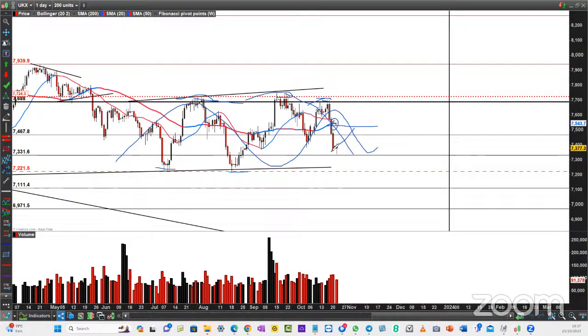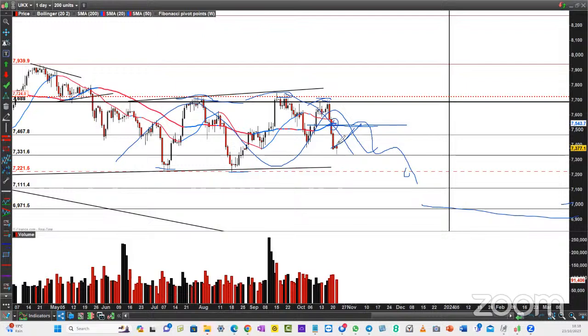So if this FTSE pings up into 7,500, 7,550, that's where I would look to sell on the next leg to get the leg down potentially into 7,200 and ultimately down to 7,000. I'm going to be wrong if we close above this.